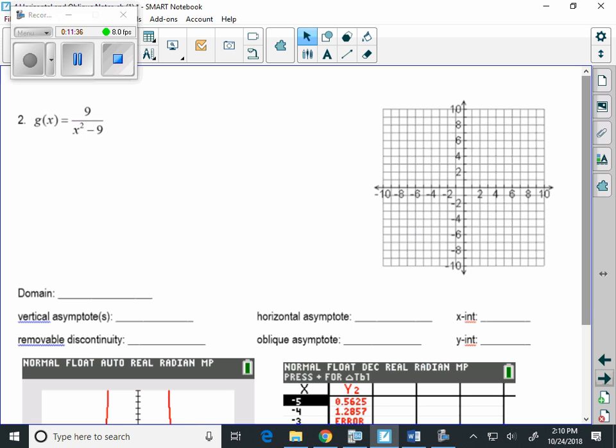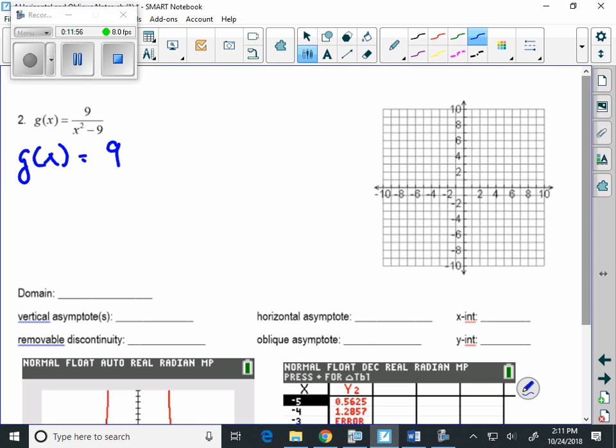But let's try this again. And hopefully what you notice first and foremost is that we're going to have to factor the denominator. And our denominator here of x squared minus 9 is going to be x minus 3 times x plus 3.